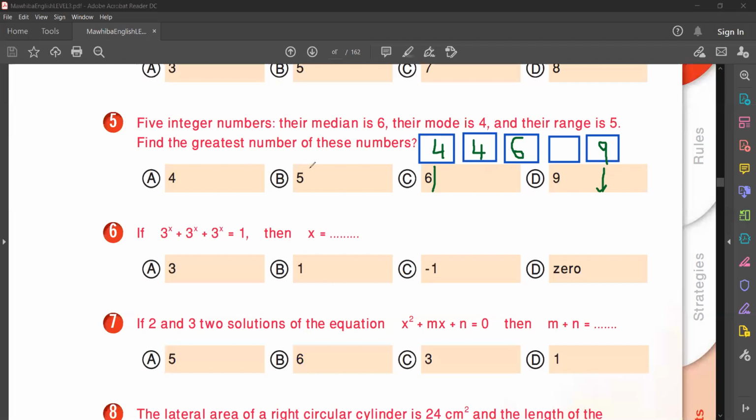Find the greatest number of these numbers. So what is the greatest number here? Can you tell me? Because it is clear. The greatest number here is nine, right, Al-Hassan? You are good. Yes, you have done a good job, right? So the answer is what? It is D, right? Okay, is it clear, my students, these problems?